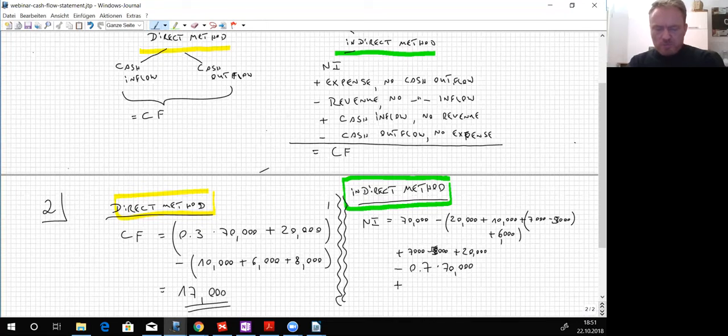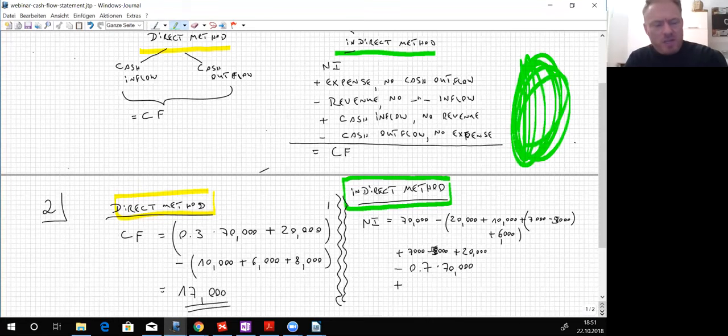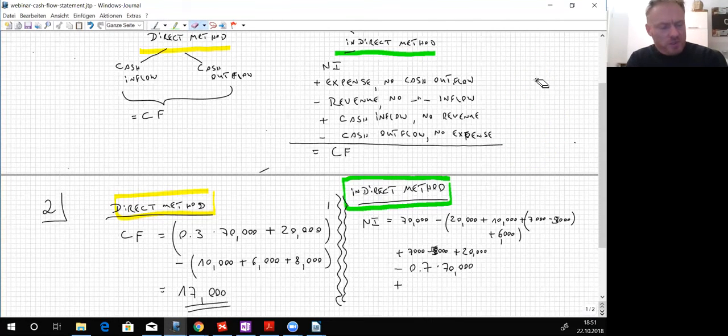Plus, now we want to add cash inflows that have not been revenue, and we want to subtract cash outflows that have not been expenses, as we can see here. So the only thing I'm doing right now is this, just to keep you back on track if you might have lost track. Plus, what's next? 20,000, that's the loan we've taken out.